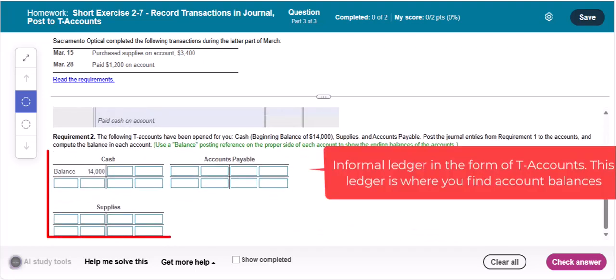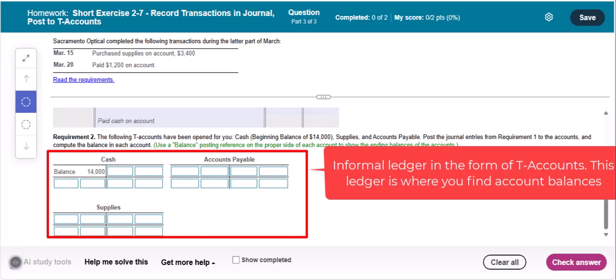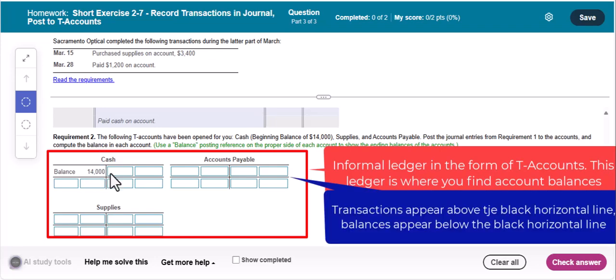And that is where the ledger comes in. These are the more informal version, the T accounts, and notice they already have 14,000 in the cash balance. The previous balance has also been given here, a beginning balance of 14,000 for the cash. Now they're going to have us post the journal entries from up above, from requirement 1, down below into requirement 2. The correct order is to start from the top and work your way down.